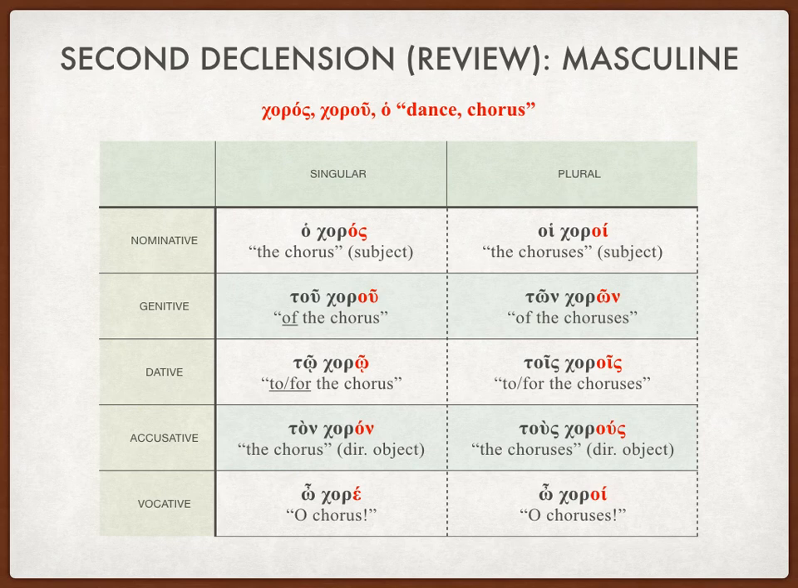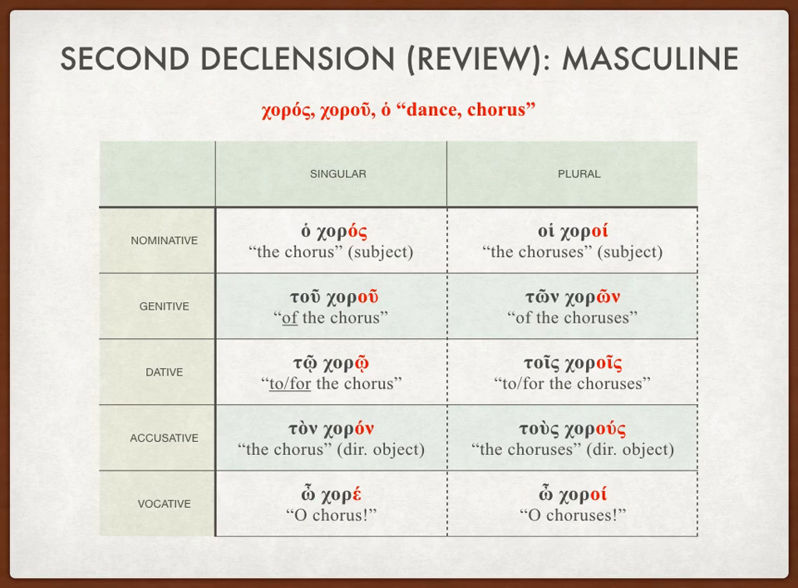You guys have already seen the accusative a bunch of times in our reading, ending with nu. The ending here that we want to look at is ton choron, which just means the chorus when it's the direct object, if I hit the chorus or if I see the chorus or something like that. But if I want to talk to the chorus, I'm going to change the ending to epsilon. O chore, I might shout out. O chorus, maybe sing again, something like that.